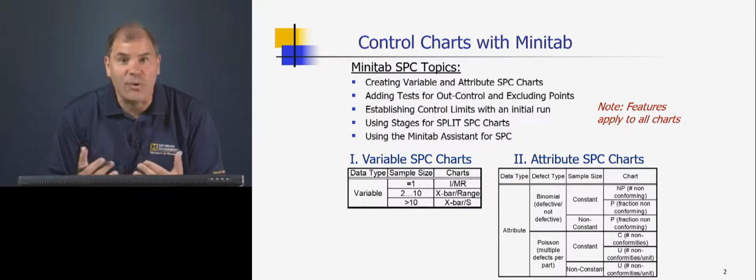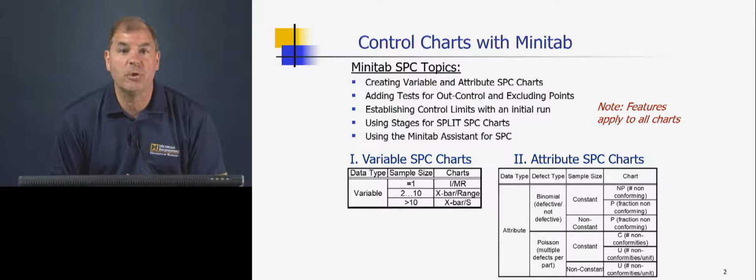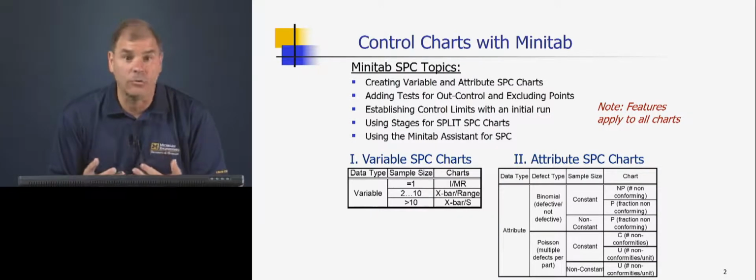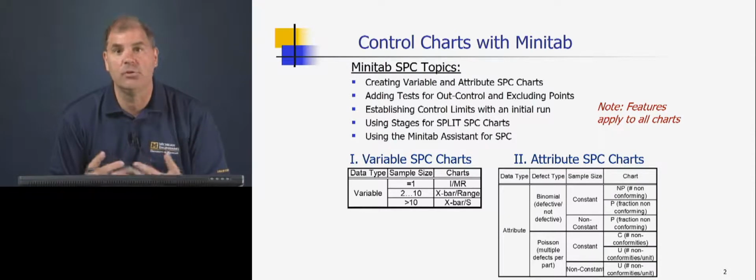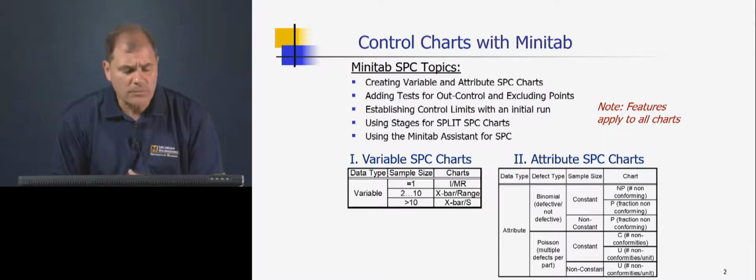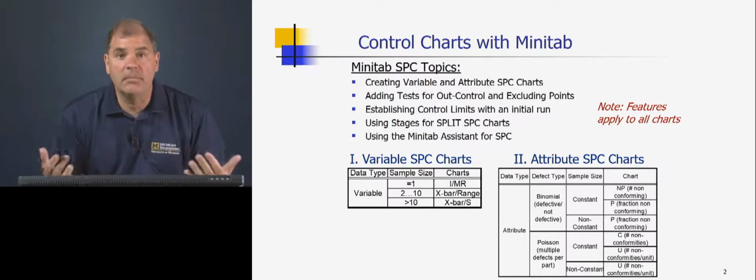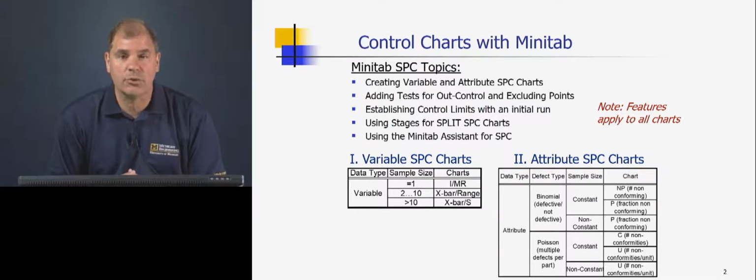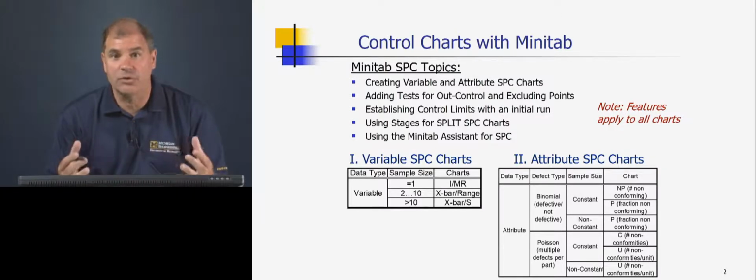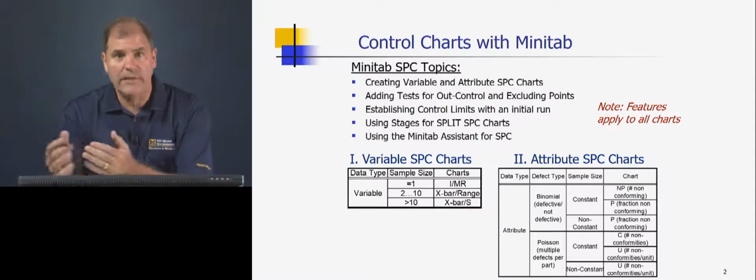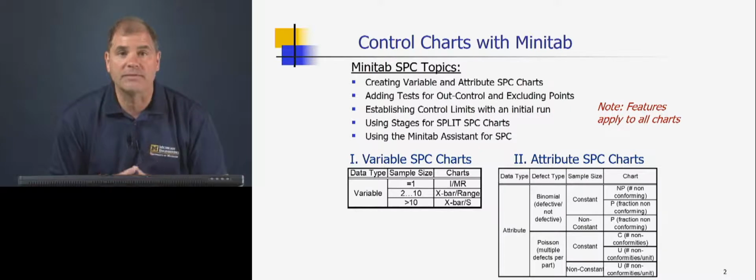In addition to creating a chart, we want to be able to make sure we know how to add tests for out of control. Minitab has a default one, but we can change that to up to 4 tests, as I discuss in lecture. Sometimes when we run a big data set, we want to have our control limits based on only the initial run of things, and then use the later for process monitoring.